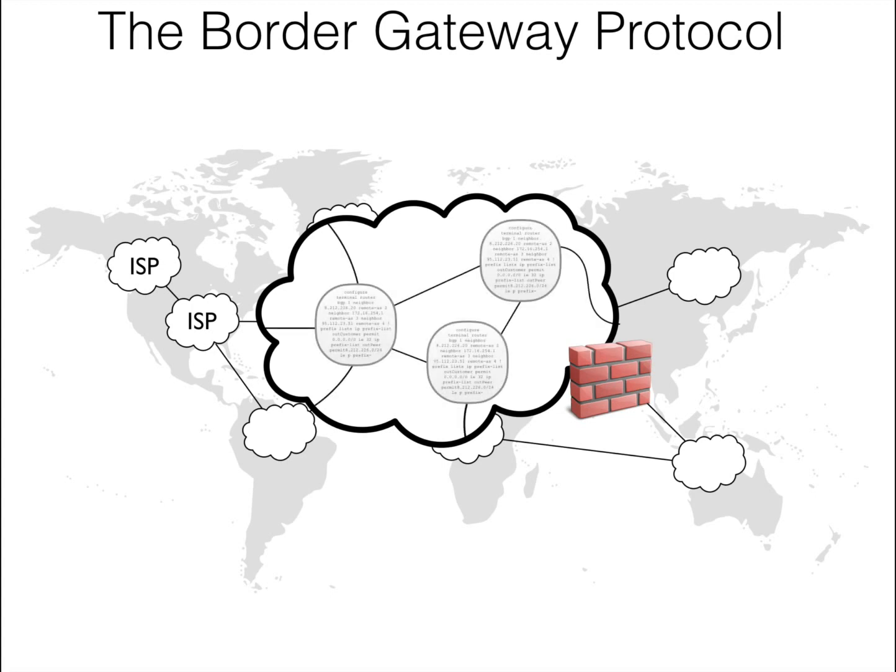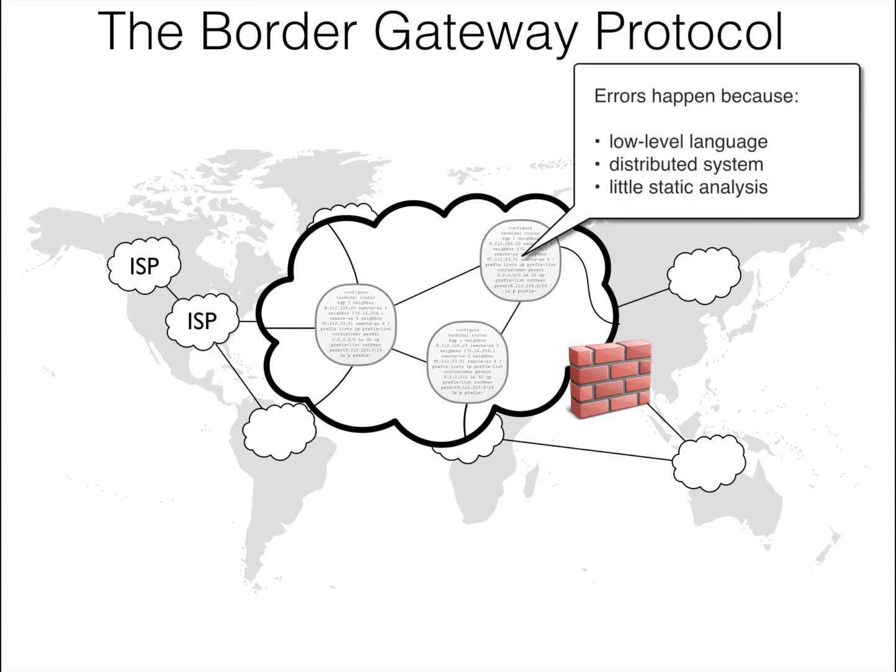However, implementing these policies in the actual routers is pretty error-prone. And the reasons are manifold. One of them is that routers are configured in very low-level languages, and it's just hard to do the right thing using those. Then, you're also configuring a distributed system of routers, and all of these routers have to collaborate to achieve the desired policy. And reasoning about that is pretty hard. Finally, there's very little static analysis to help you check whether you made any mistakes.